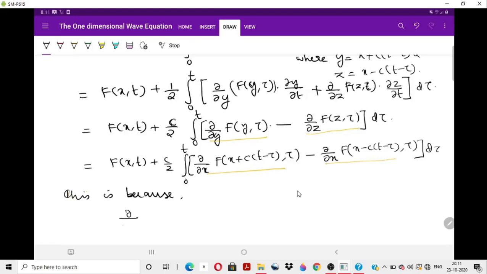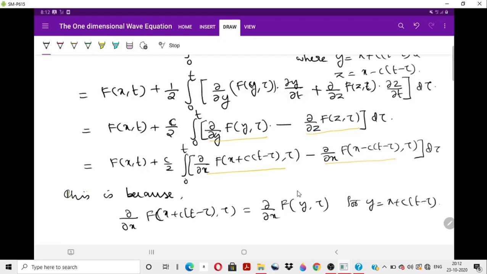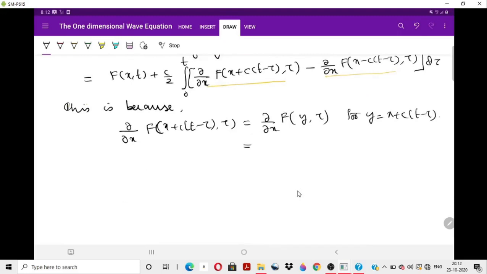This is because we have dou by dou x of f of x plus c into t minus tau comma tau, which we can write as dou by dou x of f of some y comma tau for y equal to x plus c into t minus tau. Okay, so by chain rule we can write it as dou by dou y of f into dou y by dou x plus dou by dou tau of f into dou tau by dou x.